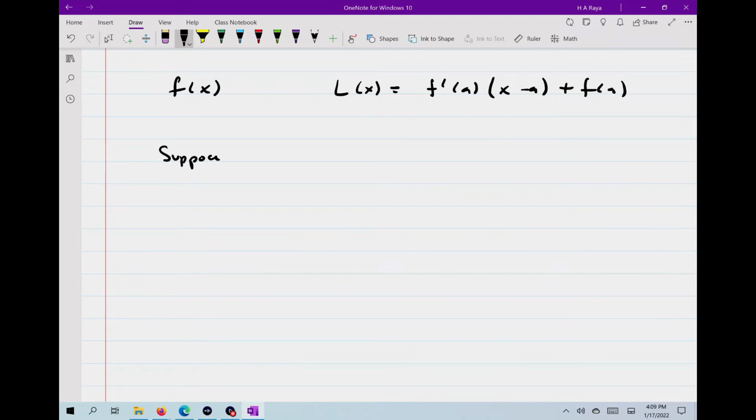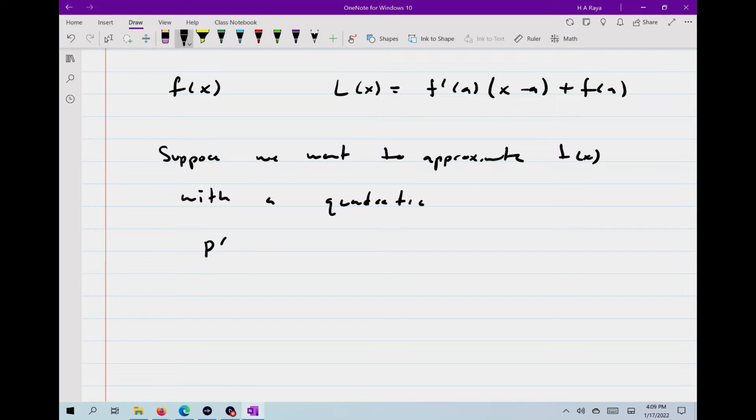So suppose we want to approximate f of x with a quadratic. Now this quadratic we'll call p of x, and we'll set it equal to a plus b times (x minus a) to the first power plus c times (x minus a) squared. Now we need to find values for a, b, and c, and we're going to do that by imposing three conditions on this polynomial p of x.